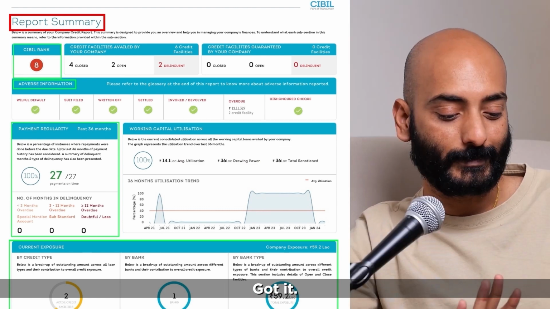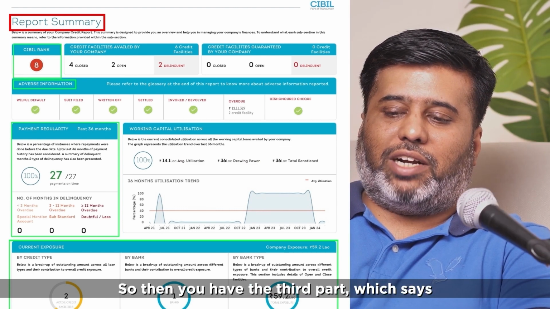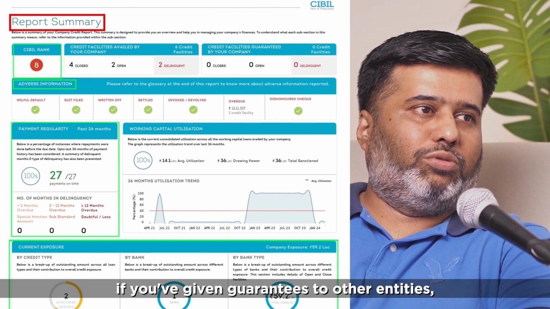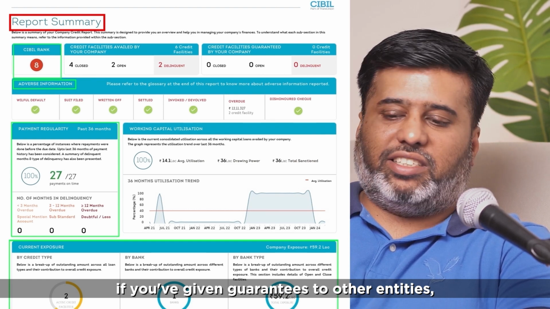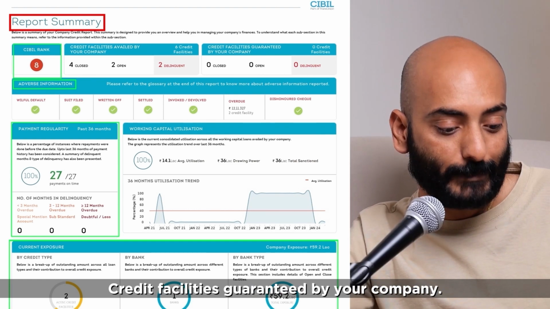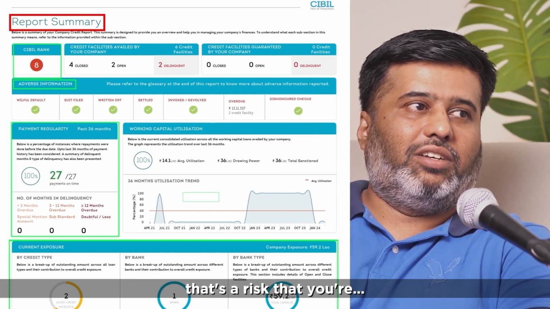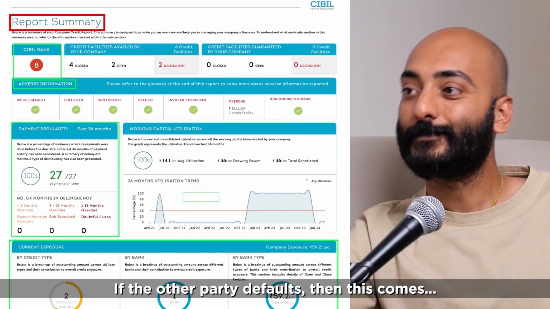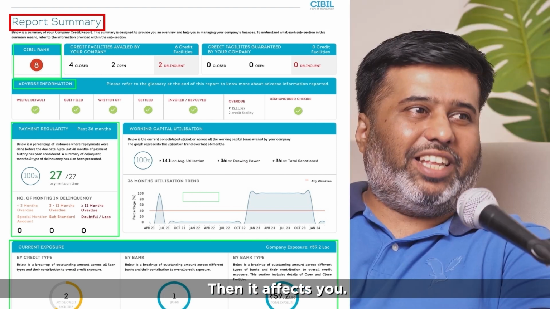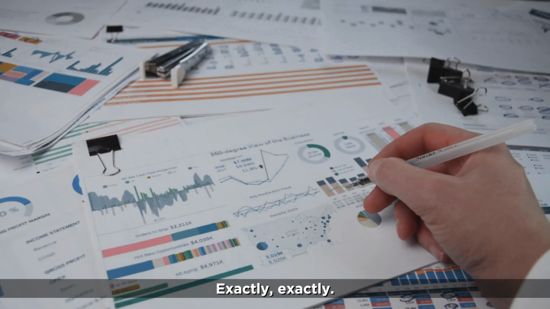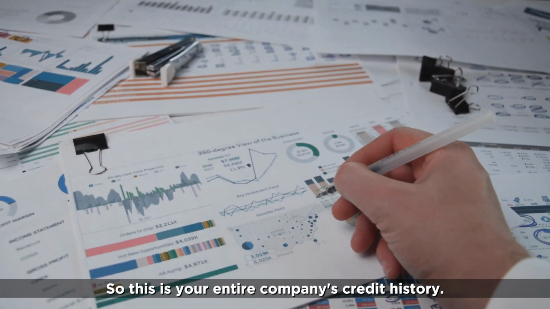Correct. Got it. Then you have the third part, which is about whether, as a company, you've given guarantees to other entities. That is the third part: credit facilities guaranteed by your company. That is considered because it's a risk you're carrying. Correct, because if the other party defaults, then it comes to you and affects you. So pretty much this is your entire equal risk. Exactly. This is your entire company's credit history.